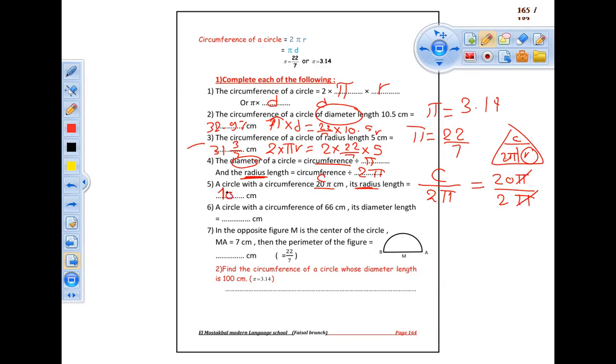Number 6 is homework, and you can get pi equal to 22 over 7. It will give me it.